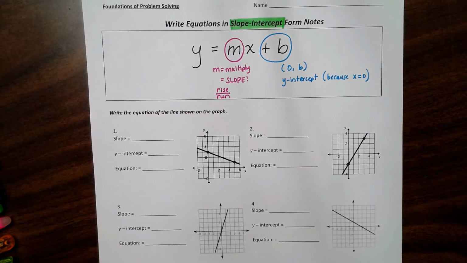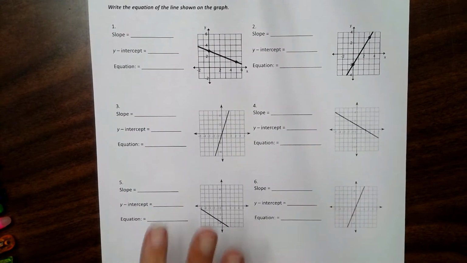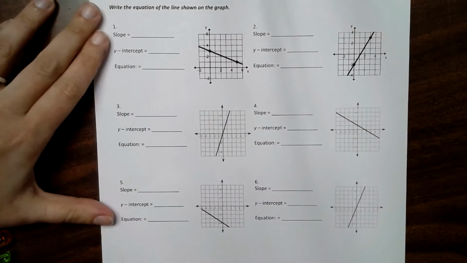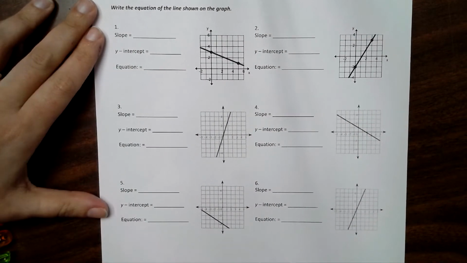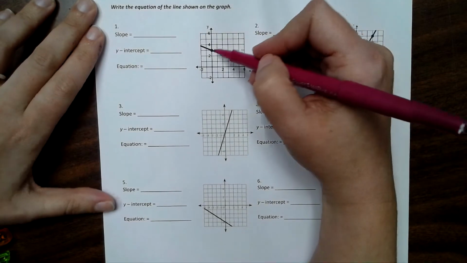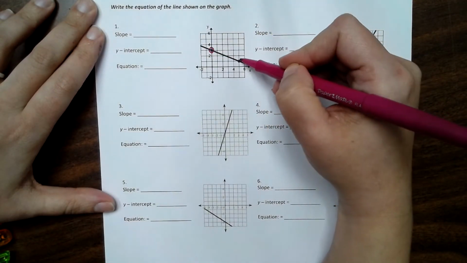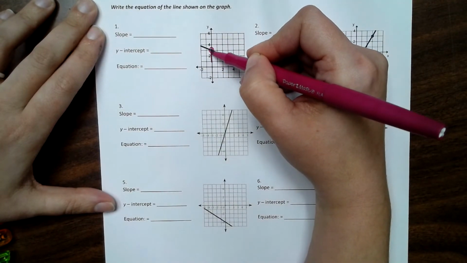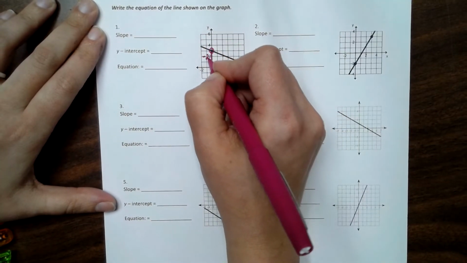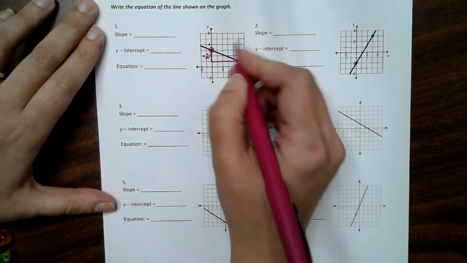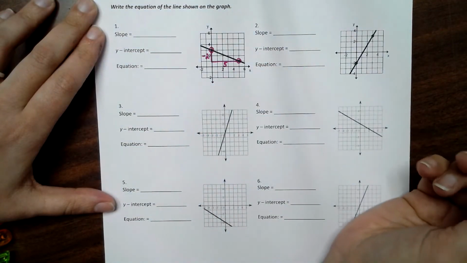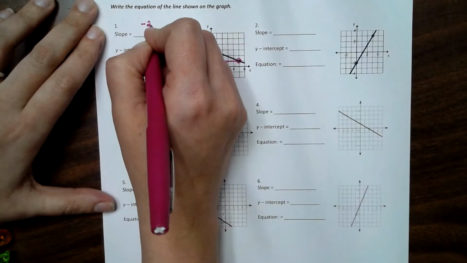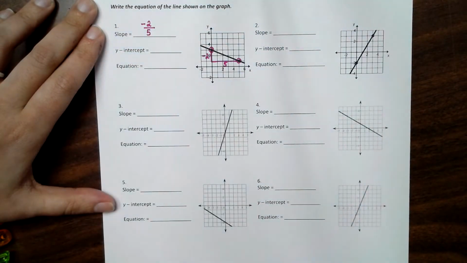So our goal for today is that if I show you a graph, you can figure out the slope, the y-intercept, and write the equation of that line. So let's take a look at this graph first. If I want to find the slope, I'm going to choose a starting point and another nice point on the graph. And I'm going to do rise, which in this case is down 2, over run, which in this case is 5. So my slope would be -2 over 5.